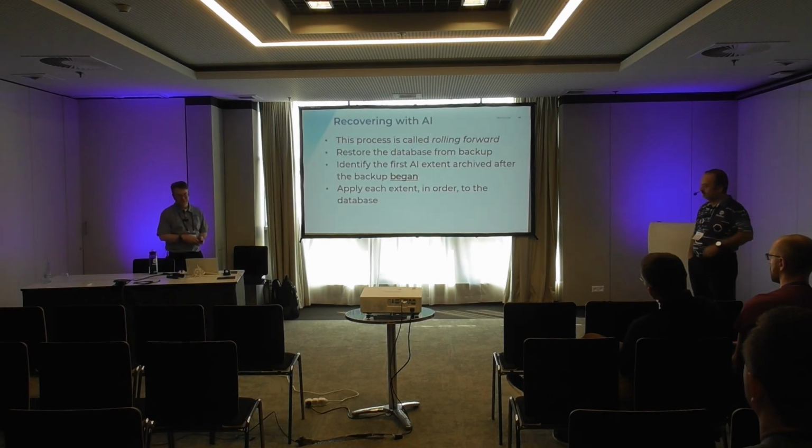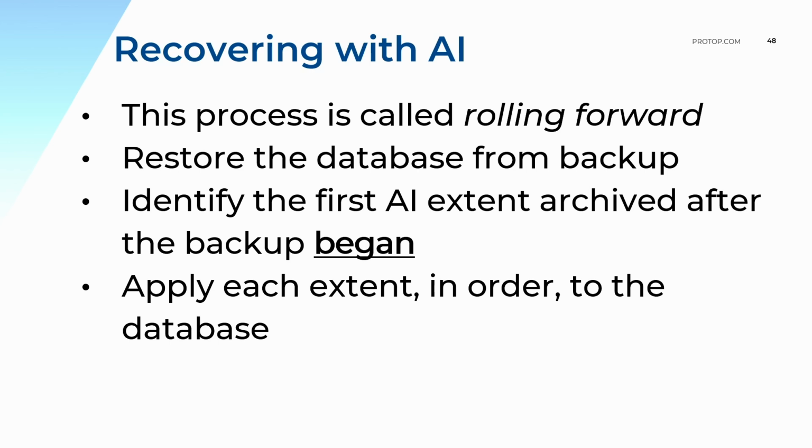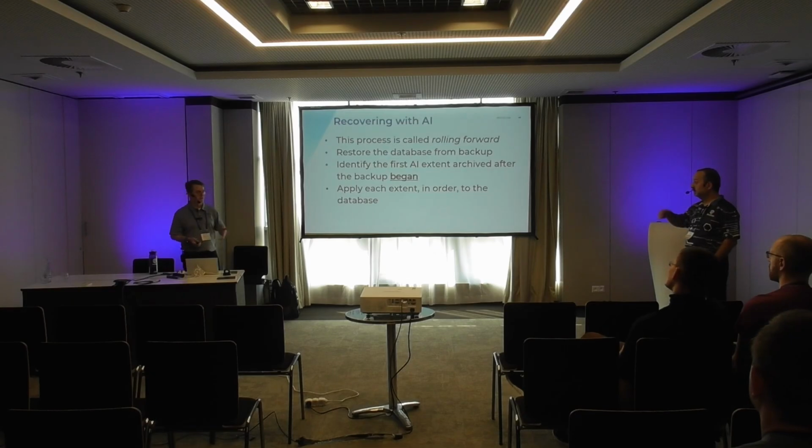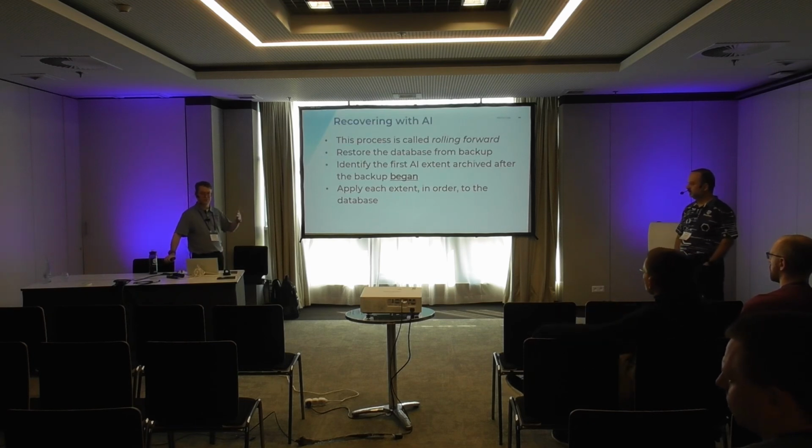Okay, so how to recover. Recovering with AI, this process is called rolling forward. So the starting point is you have a database backup. You're going to restore that to create a database as at the time that backup began, whenever it was. Could be yesterday, could be last week, could be last month. And then you can roll forward the AI extents that were created from the time of the start of that backup. So again, a backup causes an extent switch. So you're going to have a brand new extent with the same time as the beginning of that backup. If you have that extent and every extent since, you can apply the changes in those AI extents and bring that restored database further and further up to date, closer to being current.